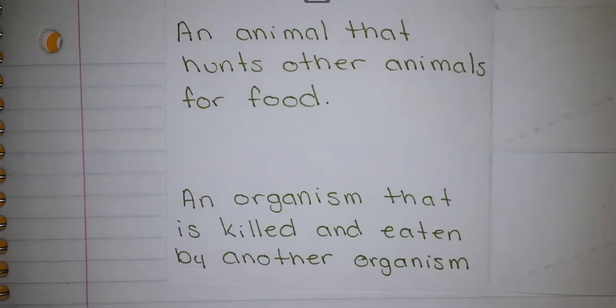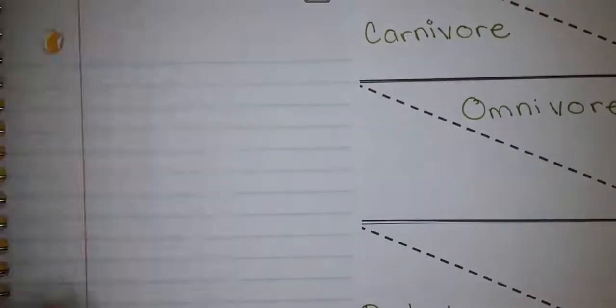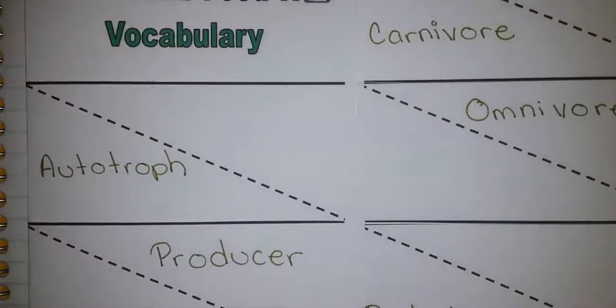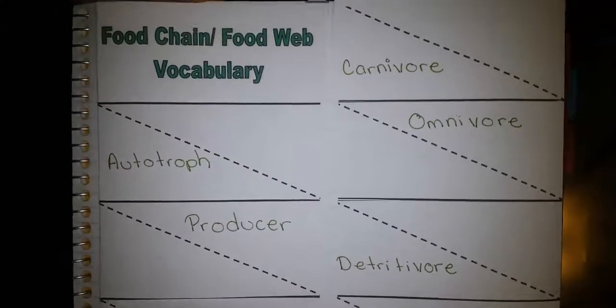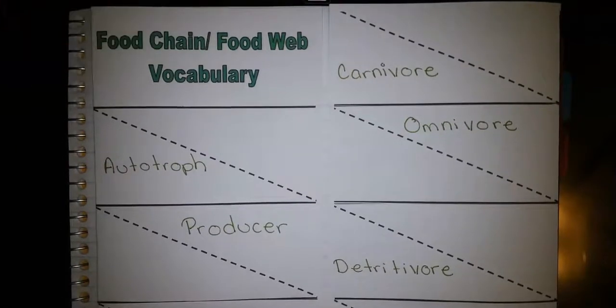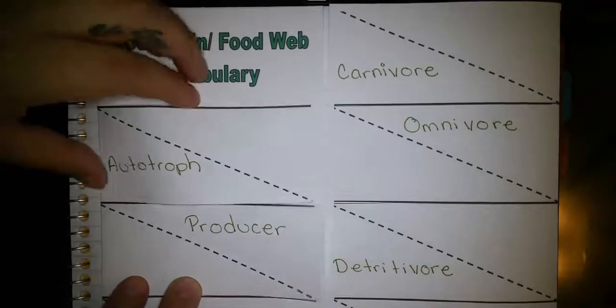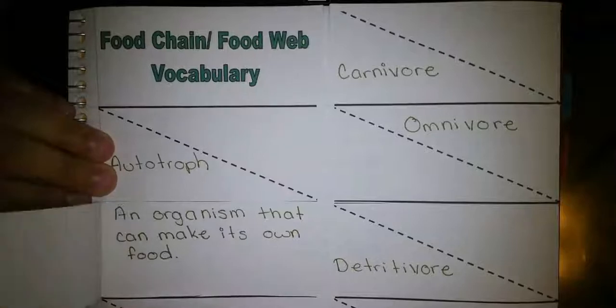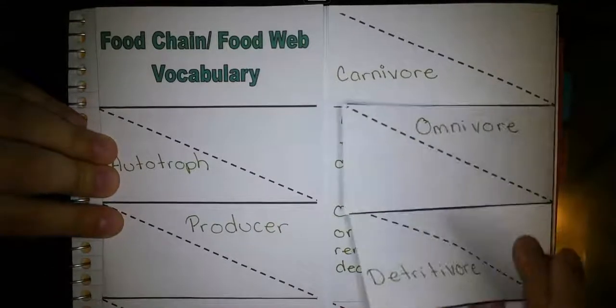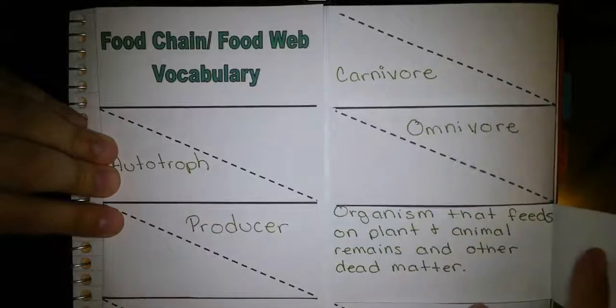So now the way that I'm going to put these foldables in my notebook is going to be like this. Okay, so let me zoom out. Right there. Okay, so I've got food chains, food web, vocabulary. I've got all my words. Of course, I still need to add my drawings. And then autotroph, vocabulary word. Producer, vocabulary word. Detritivore and omnivore, vocabulary words.